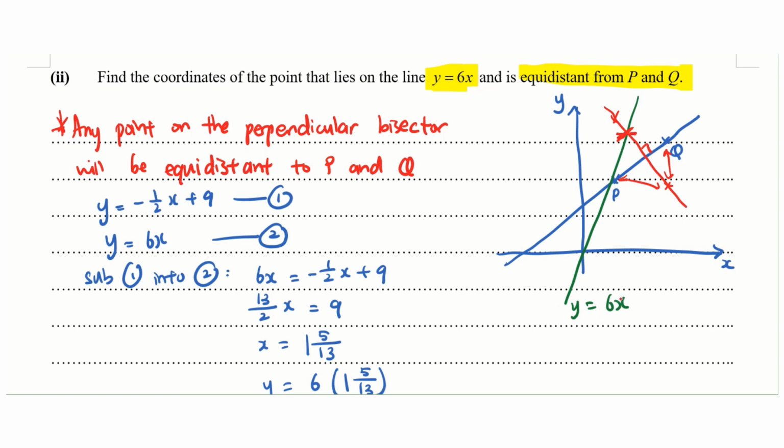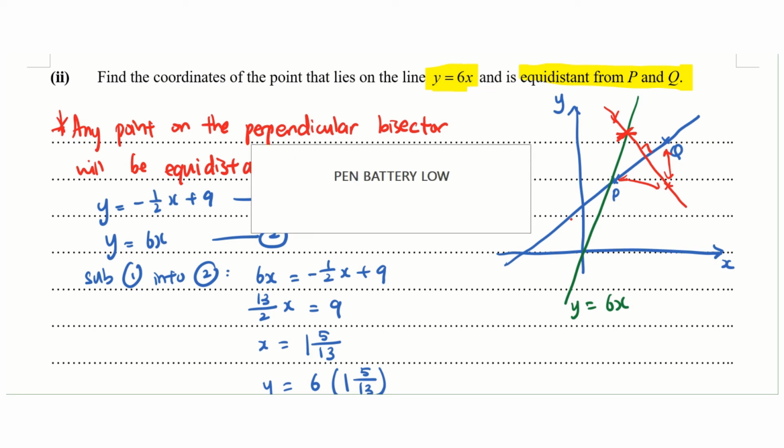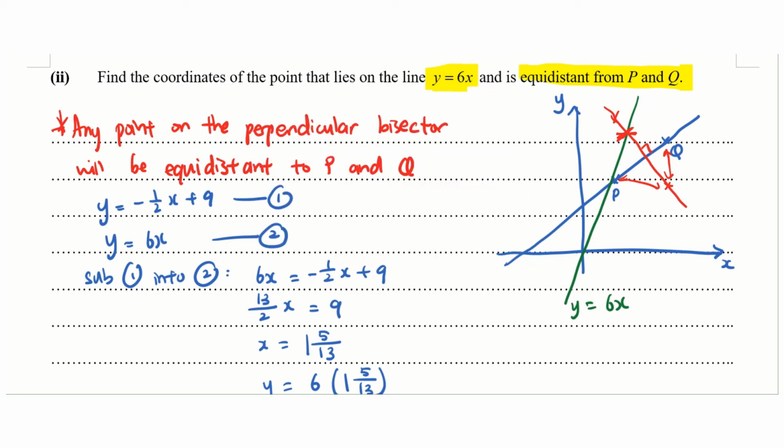The equation of the perpendicular bisector, fortunately, we have already found in part 1, not part 2. So what we have to do in part 2 is just solve simultaneously. The big challenge in this question is to realize what it means when a point is equidistant from P and Q. Where do we find this point? The answer is to look for the point on the perpendicular bisector.